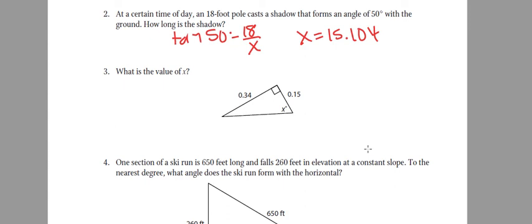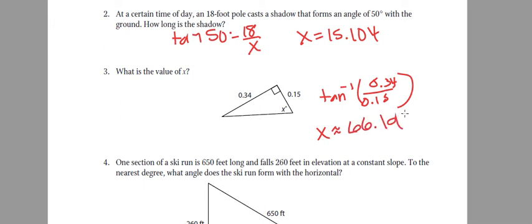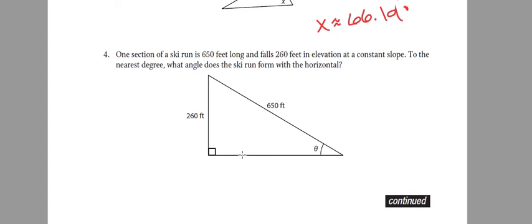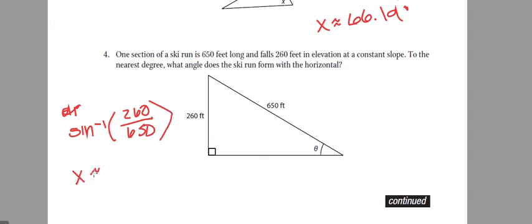For number 3, I used arctan, so I set the arctan equal to 0.34 over 0.15, and I got that x was about 66.19 degrees. Then for number 4, I was trying to find an angle, so for this one I used the arc sine, and that ended up being 260 over 650. So I got an x value of about 23.58.